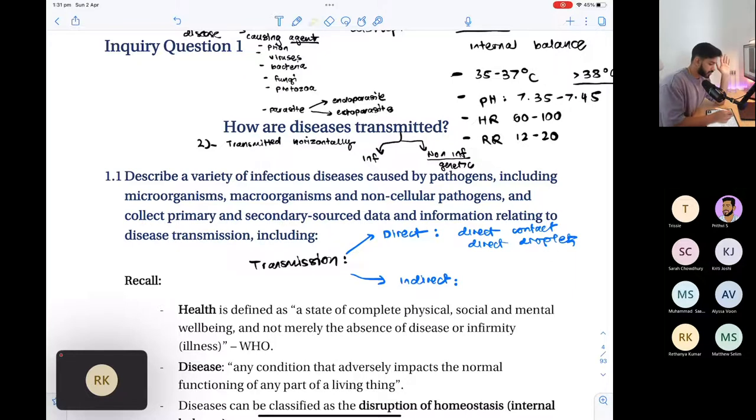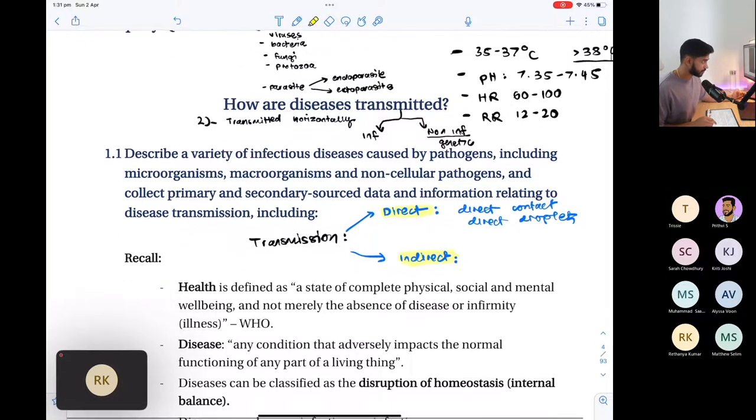Okay, key thing here, I don't expect you to explain what direct and indirect is just yet, but just know when it comes to transmission, there are direct forms of transmission and indirect forms of transmission. Okay, very good. Any questions so far?